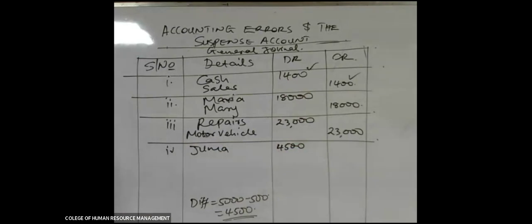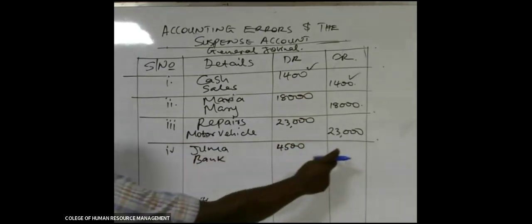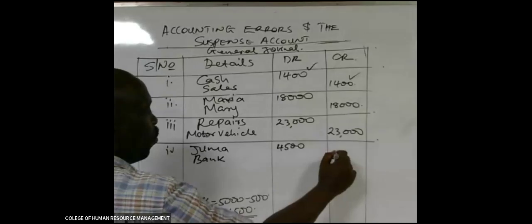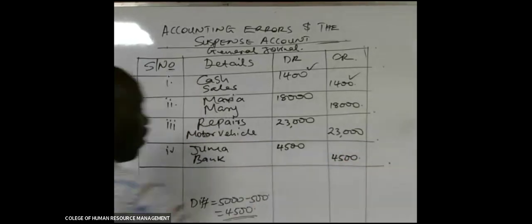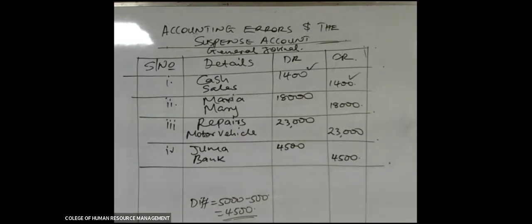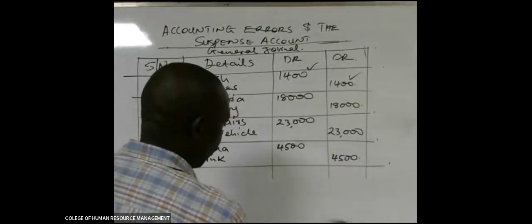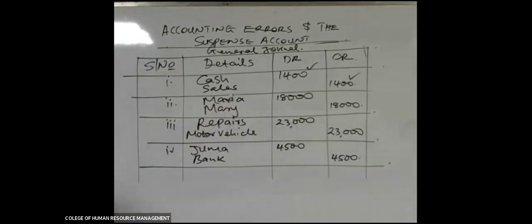equal 5,000. We paid by bank, and in our bank account, we only credited 500. We shall now credit the 4,500 difference to make the total 5,000. And that is how that question was supposed to be handled.